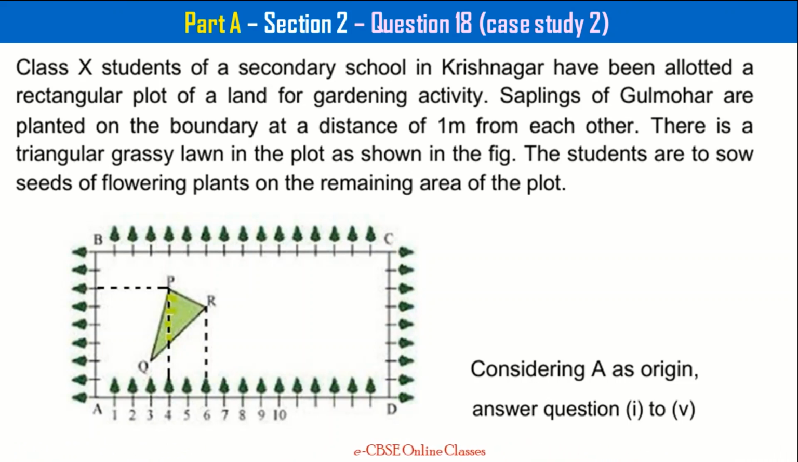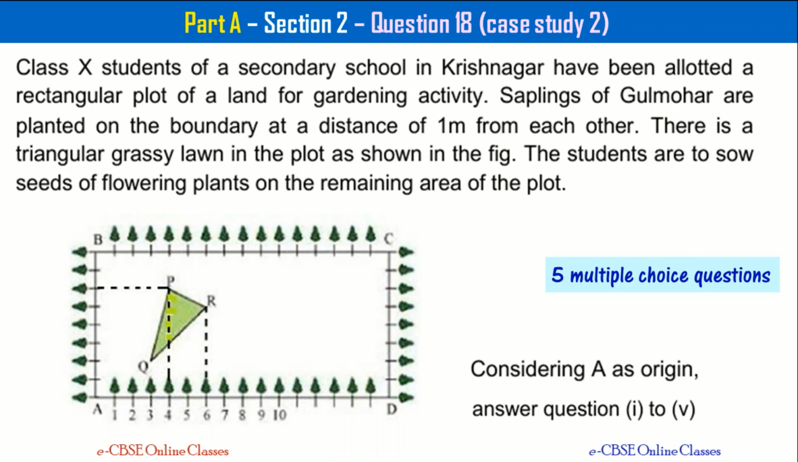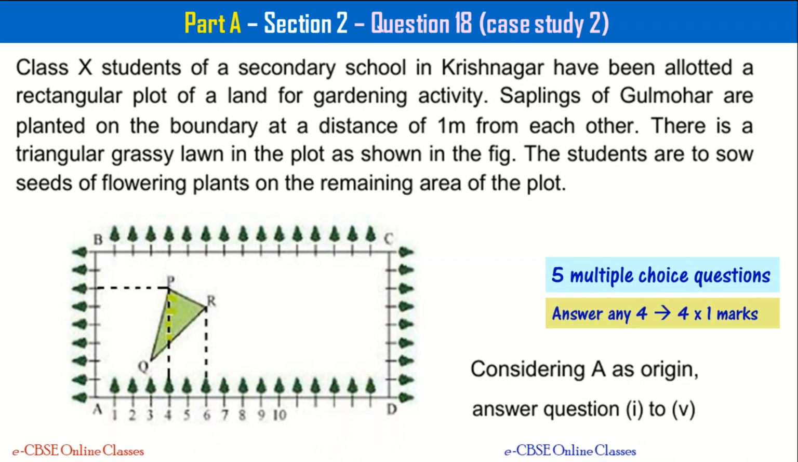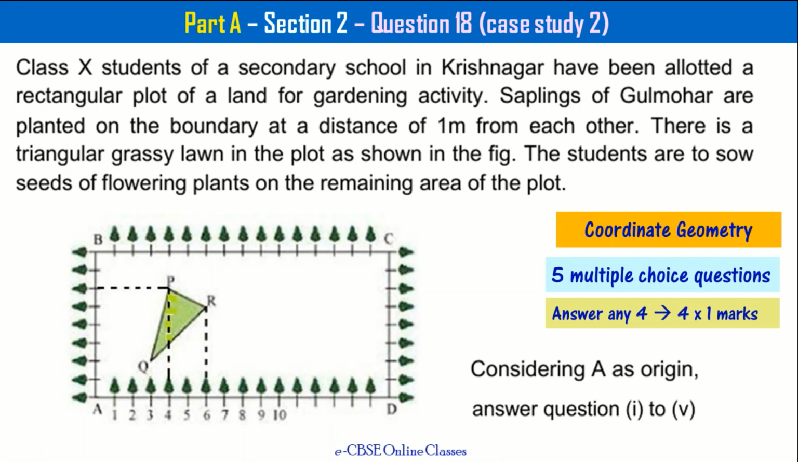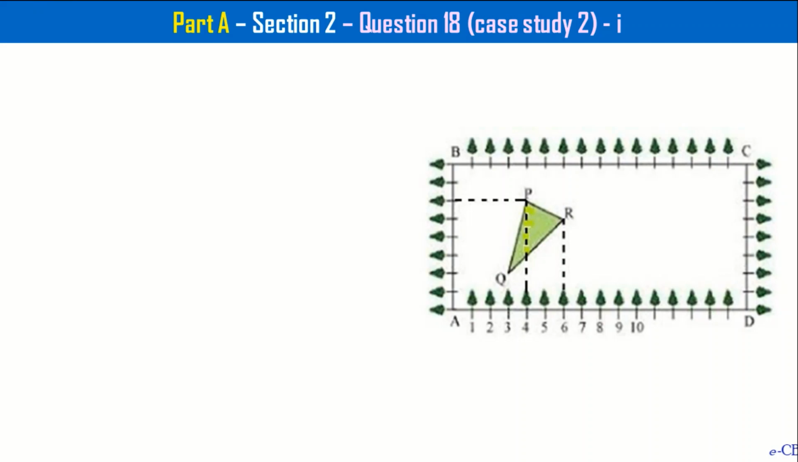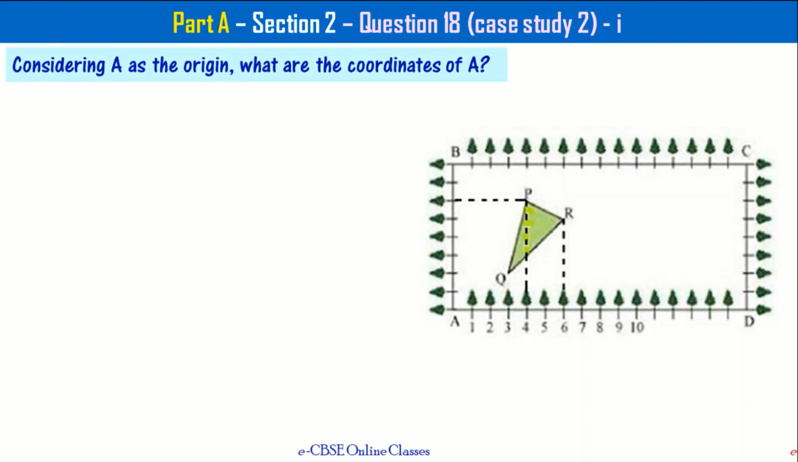Considering A as the origin, answer the questions 1 to 5. This also has 5 multiple choice questions. You have to answer any 4 to get 4 marks. This particular question is coming from the coordinate geometry chapter. Let's take a look at subpart 1 of question number 18. Considering A as the origin, what are the coordinates of A?